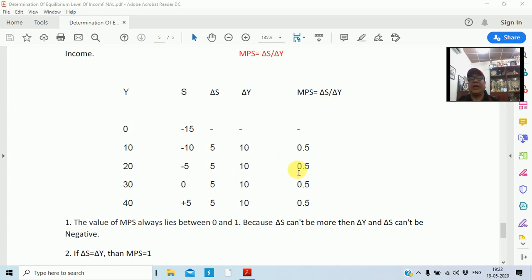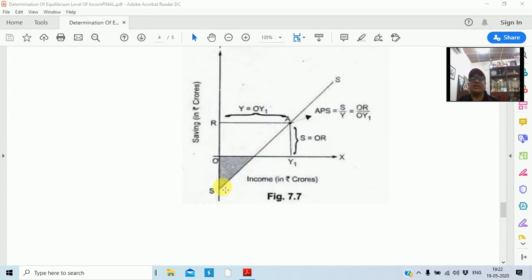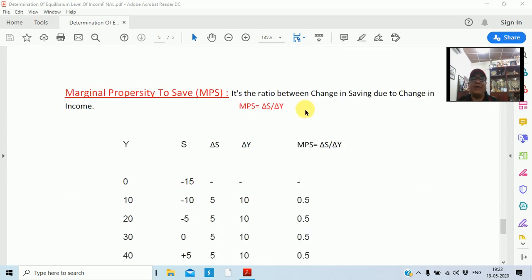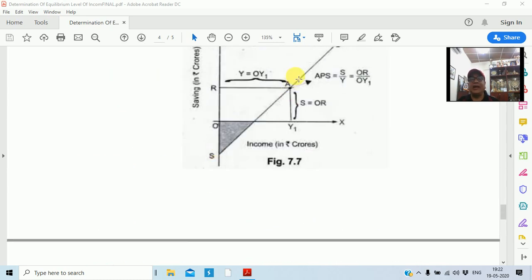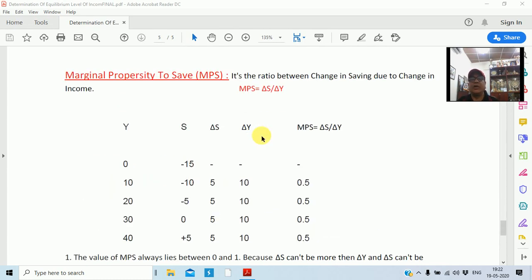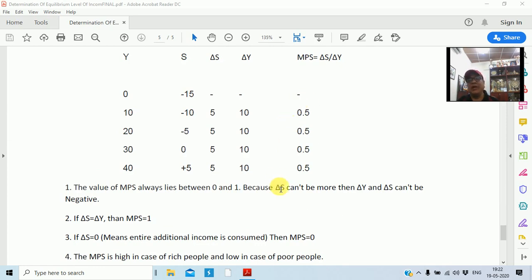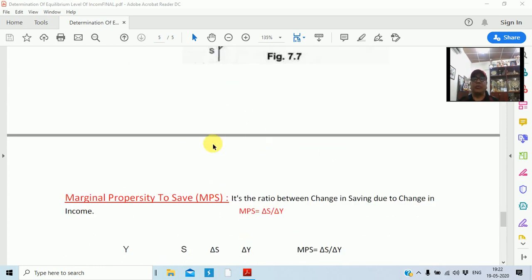5 divided by 10, 0.5. So what is the character of MPS here? Constant. And that's why your saving curve is not only upward sloping, it is also a straight line. It is upward sloping because saving and income have a direct relation. अगर income बढ़ रही है तो saving भी बढ़ रही है. And why is it a straight line? Why not a curve? Because the MPS remains constant. That's why it is an upward sloping straight line.